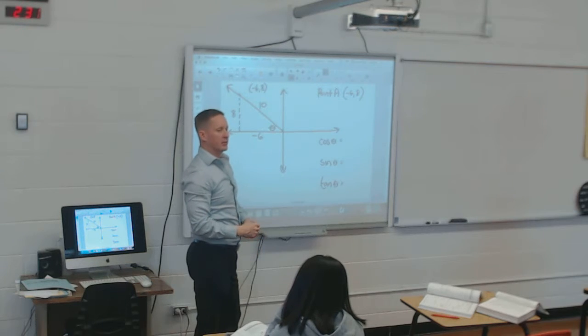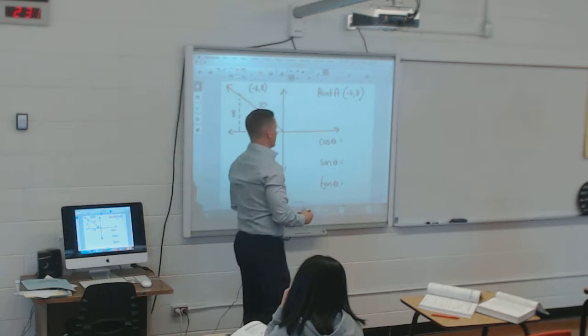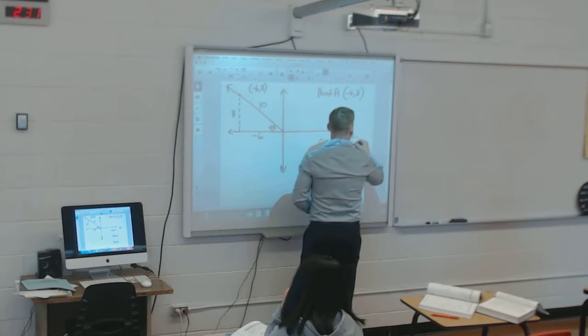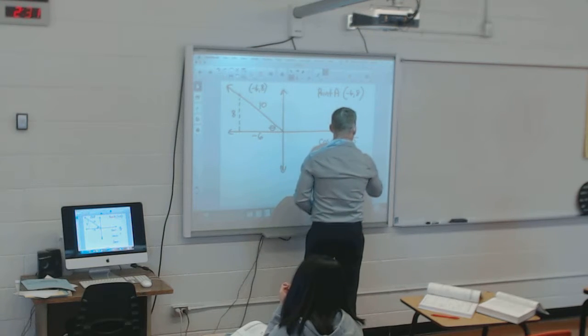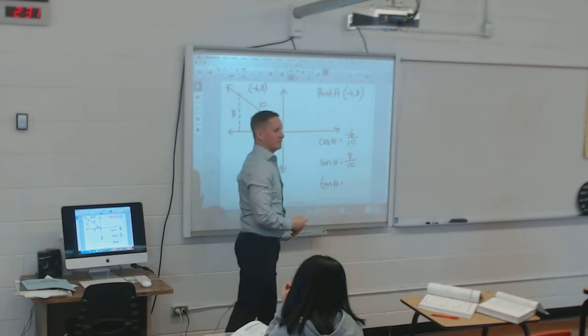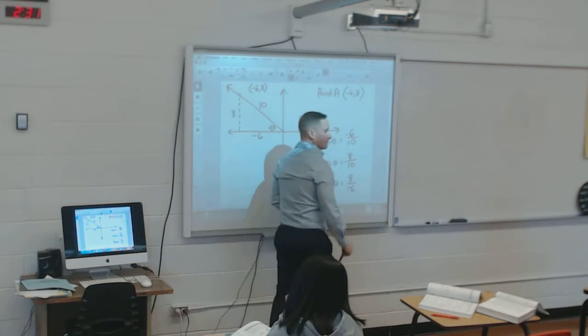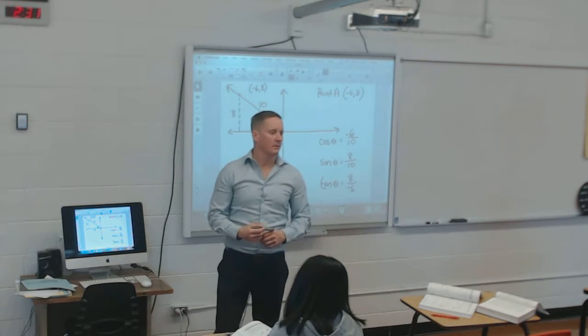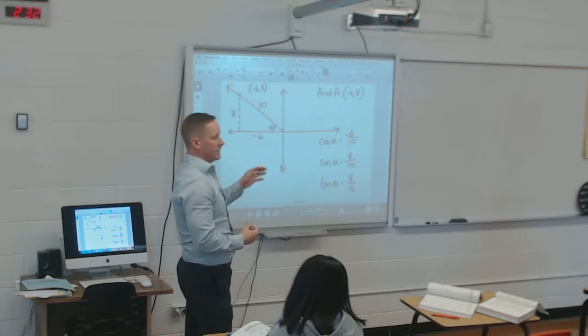So what are my trig ratios? What's the cos of theta? Negative 6 over 10. What's the sine of theta? 8 over 10. And what was the tan of theta? 8 over negative 6. That's what we did last year. It's done the exact same way.